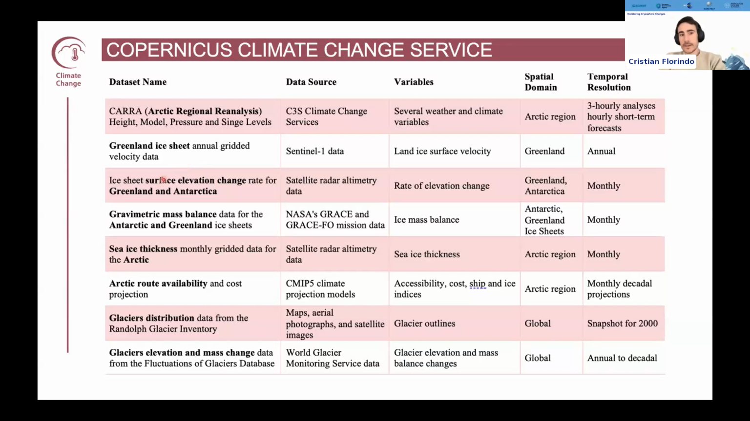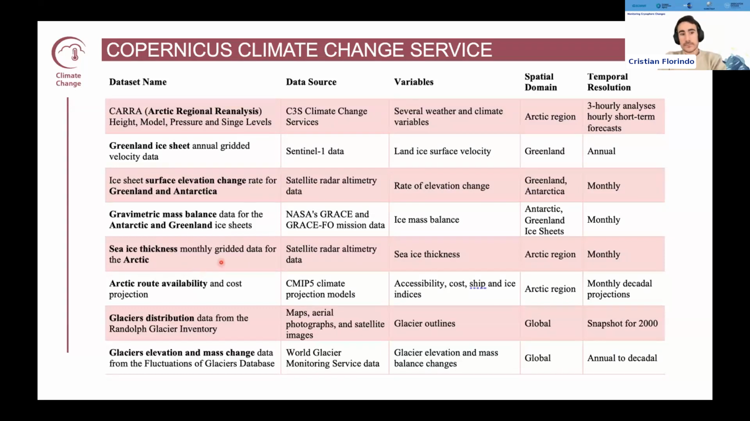Following along the same lines, we can find this data set for Greenland and Antarctica, which measures the ice sheet changes for both of them in terms of the surface elevation of their ice sheet and how that is changing at a monthly resolution. This one as well is quite interesting. You can have the gravimetric mass balance of the Antarctic and Greenland ice sheets. So if you're interested in that mass balance and how the quantity of ice is changing over time, this might be suitable for you. And then similar to the marine products, we've got sea ice thickness, monthly gridded and monthly products.